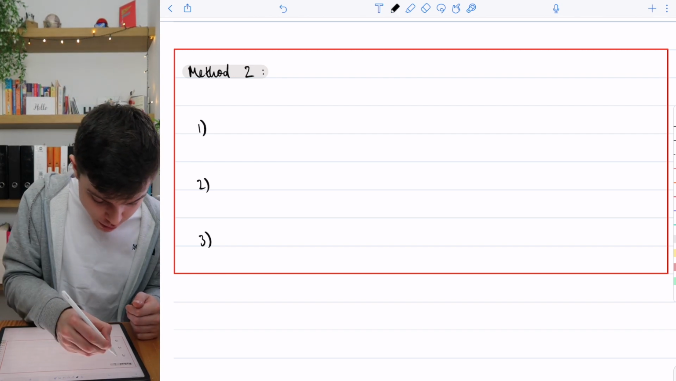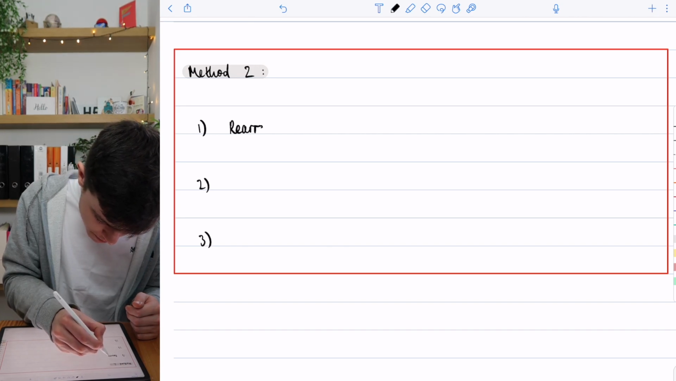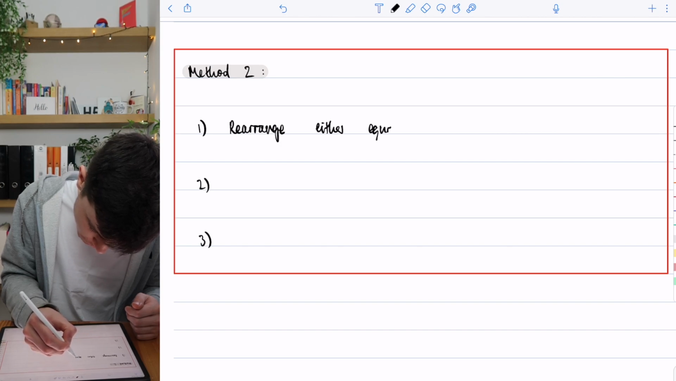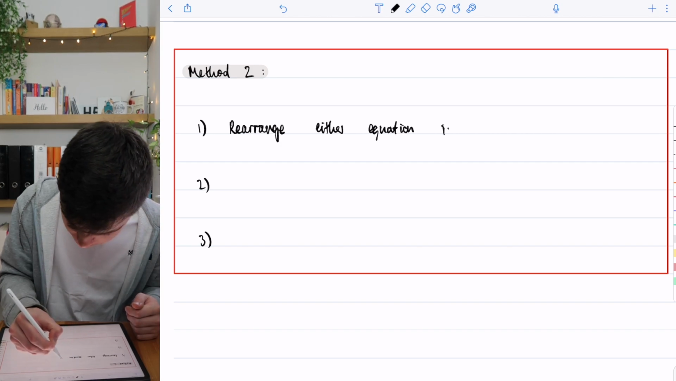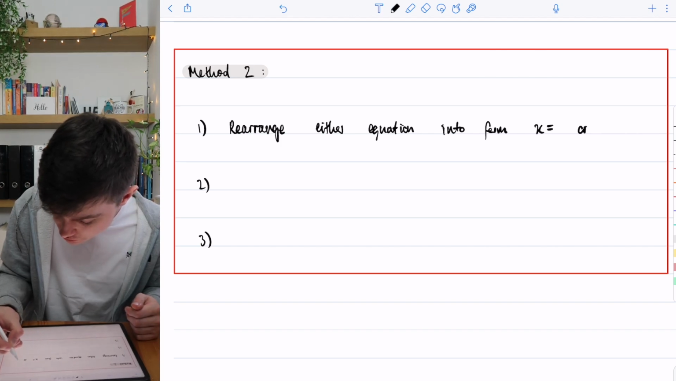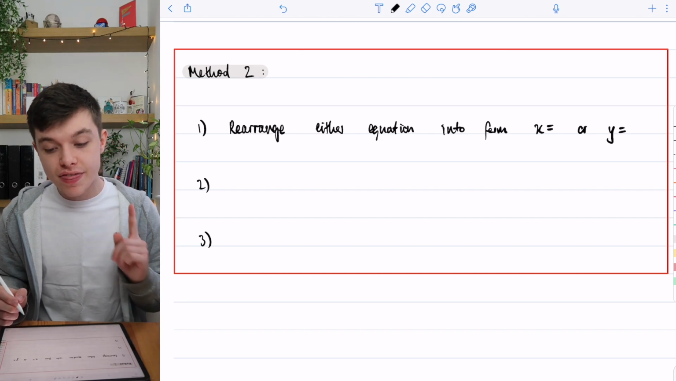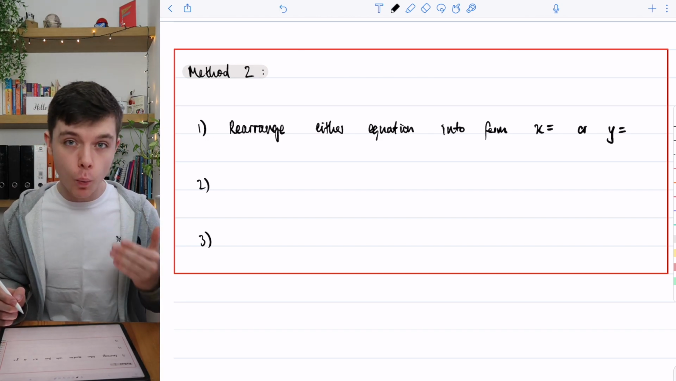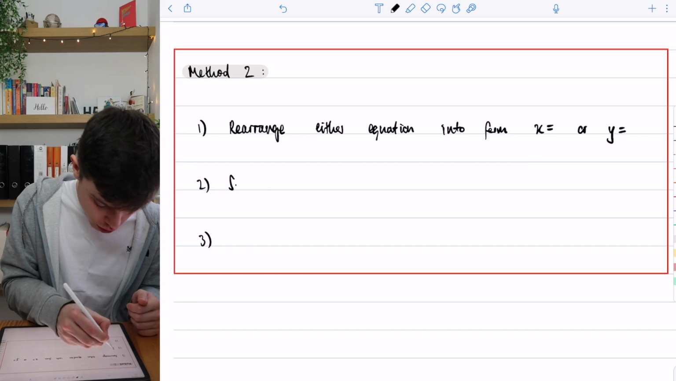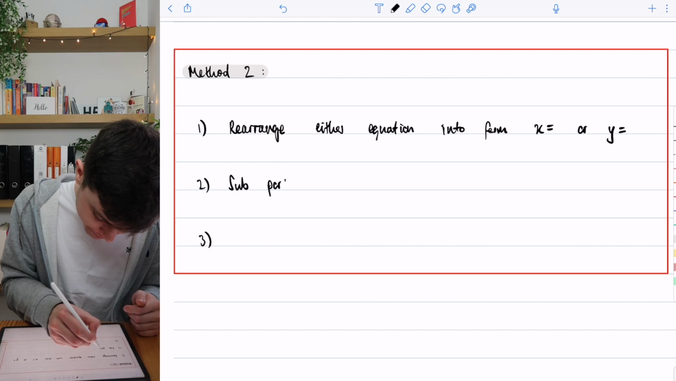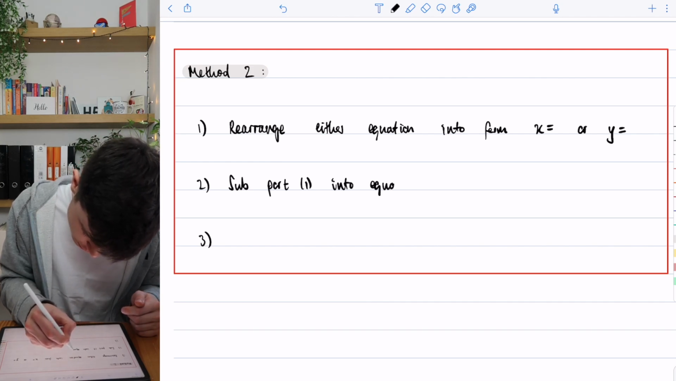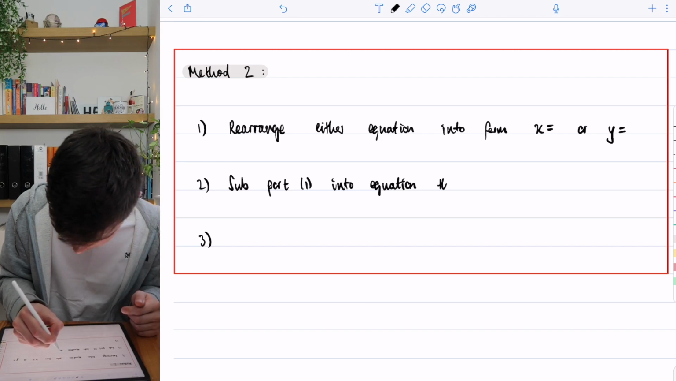So let's say, part 1: rearrange either equation into the form either x equals or y equals. Then what we do is we substitute part 1 into the equation that we didn't rearrange. So, part 2: sub part 1 into the equation that we didn't rearrange.